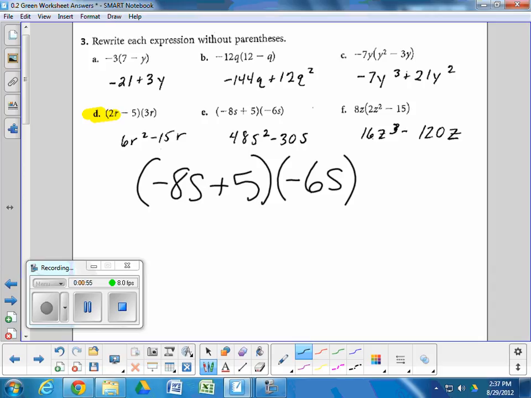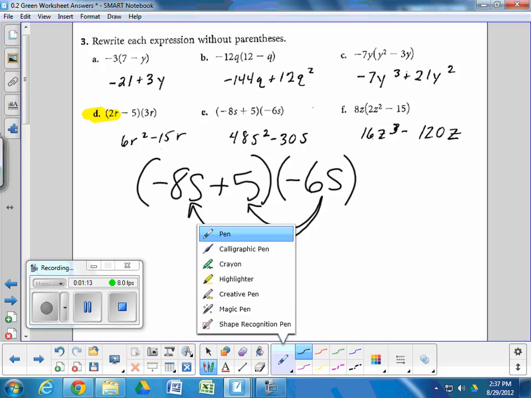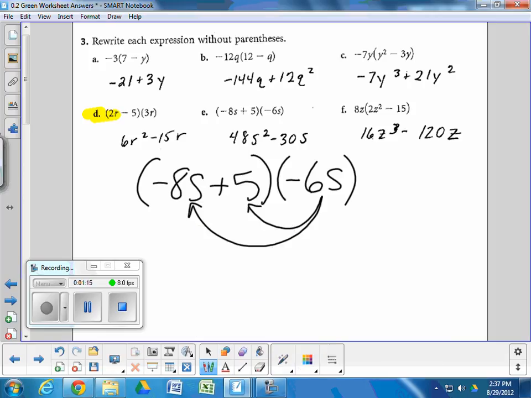So if you have 1 term times 2 other terms, what property do we need? The distributive property. Okay? So if you want to write it out the long way, you would write negative 8s times negative 6s. And I'm going to show that for a moment, but it's going to disappear because I don't want the screen to fill up too much. So the first arc of the distributive property would look like this. Negative 8s times negative 6s. That would be the first arc.